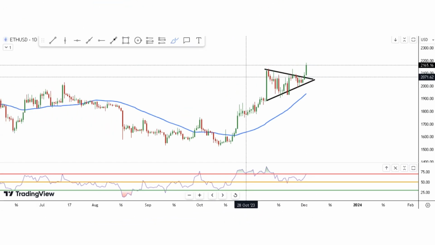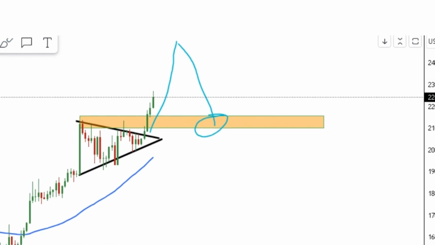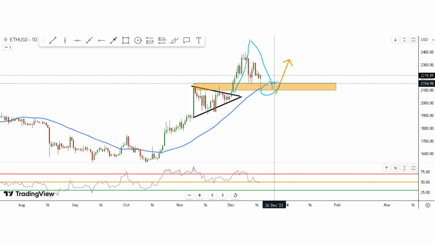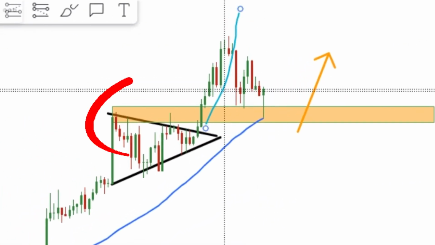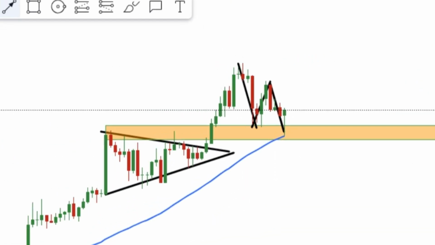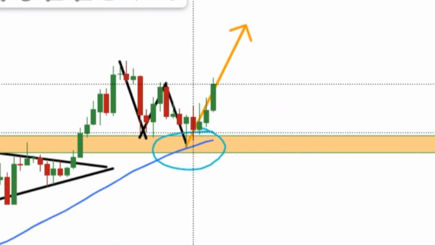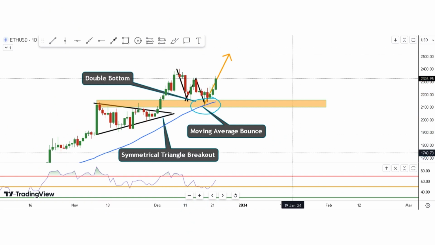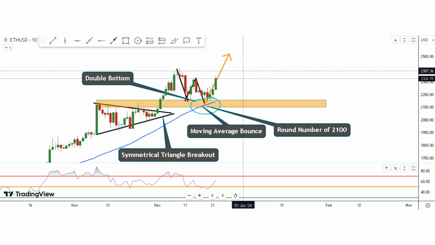In this scenario, I decide to wait for a breakout and a retest of the previous high at around the 2100 level. Several days after the triangle breakout, the price retraces back to the previous high. That's the support area over here. Furthermore, upon retesting the same area, it forms a double bottom pattern. We also see the price bouncing off the 50-day moving average over here. Additionally, the price aligns with a round number at the 2100 level, offering multiple reasons to consider a long position.